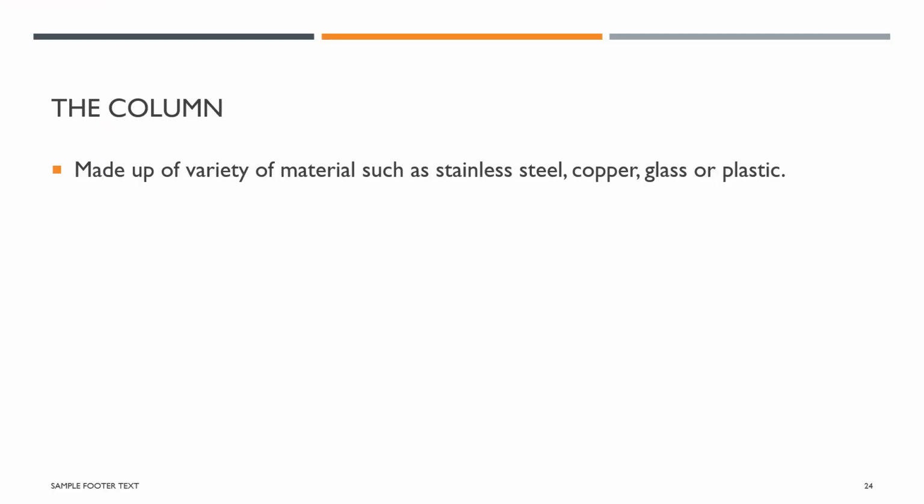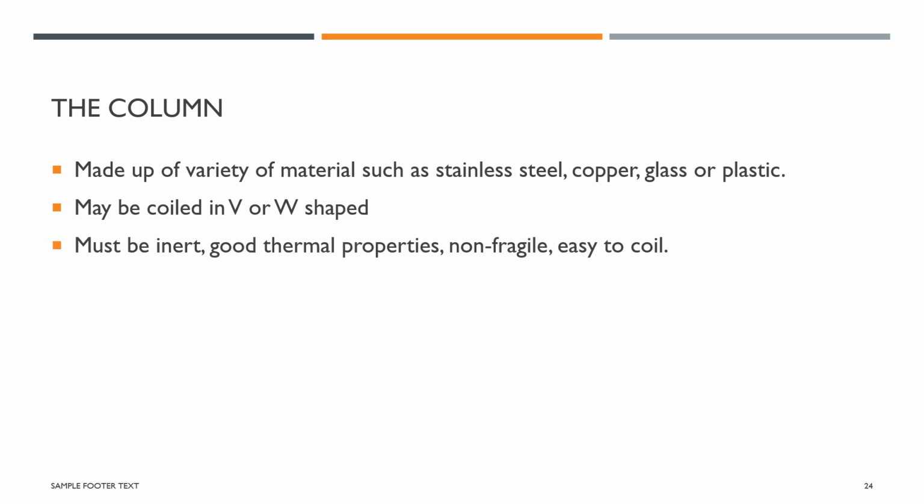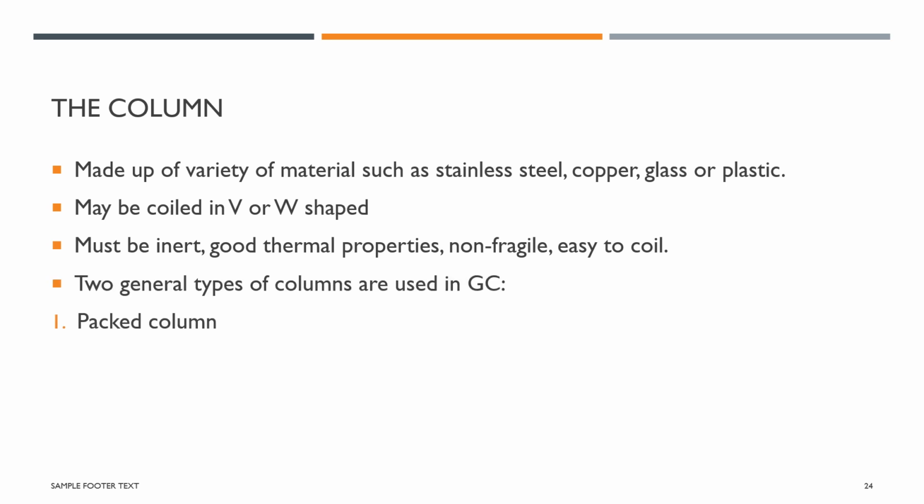The columns are of various types depending upon the material: stainless steel, copper, glass, or plastic. They may be coiled in a V or W shape. They must be inert, have good thermal properties, be non-fragile, and easy to coil. Two types of column are used in GC: the packed column and the capillary column or adsorption column.